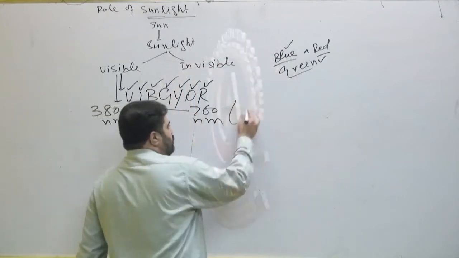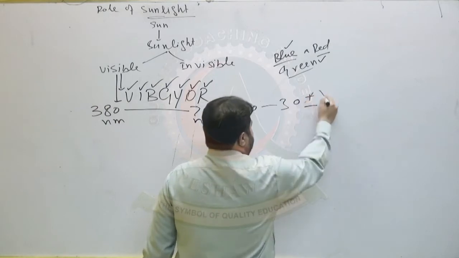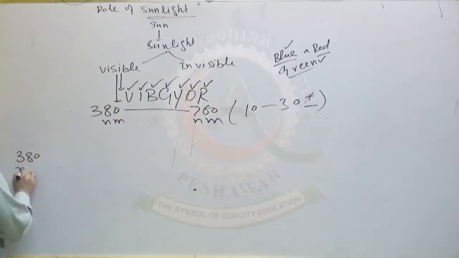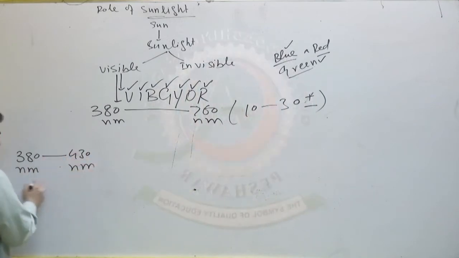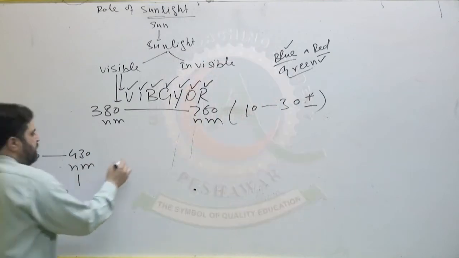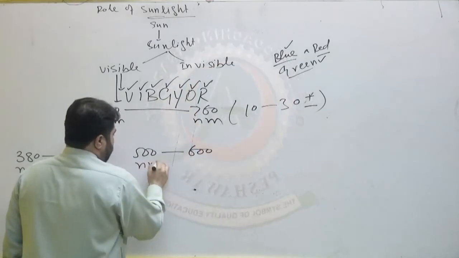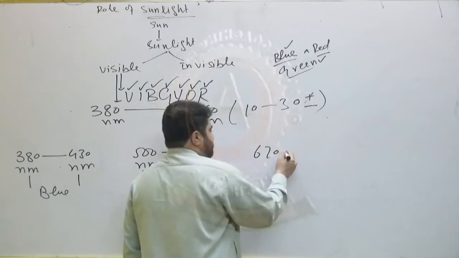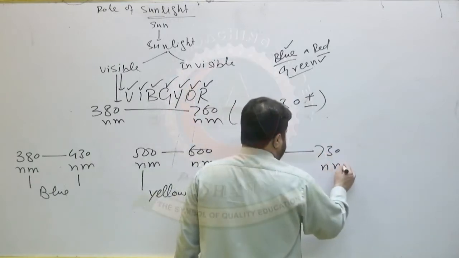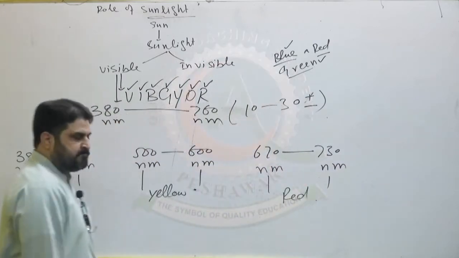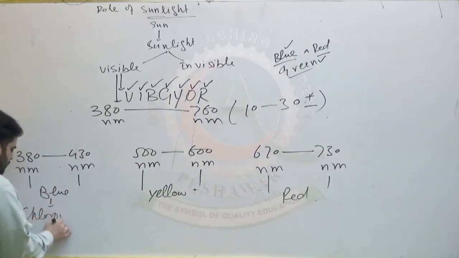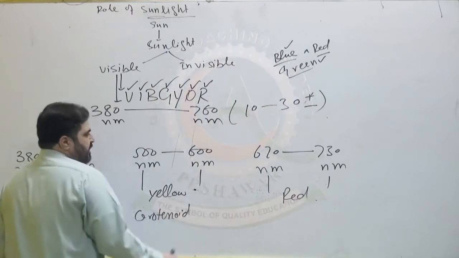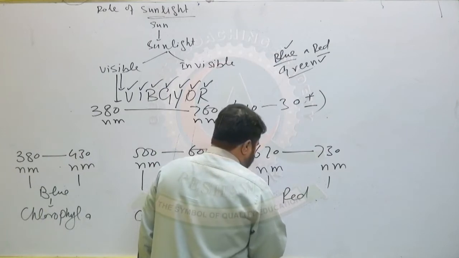Yes, there may be a plus or minus 10 to 30 variation in the value, because we are going to take the average value. Now from 380 nanometer to 430 nanometer, this color light is considered to be the blue color light, while from 500 to 600 nanometer, this color light is considered to be the yellow color light. Then 670 to 730 nanometer is considered to be the red color light. Now this blue color light is absorbed by the chlorophyll A molecules, while 500 to 600 is absorbed by the carotenoid, while 670 to 730 nanometer is absorbed by the chlorophyll B molecules.